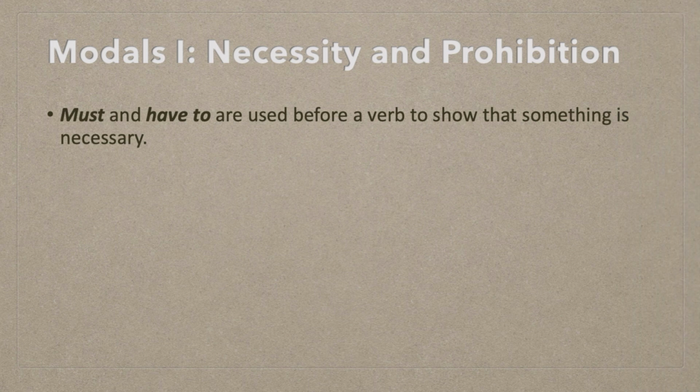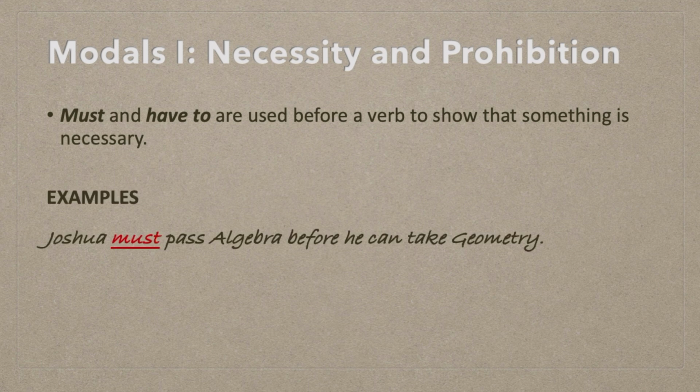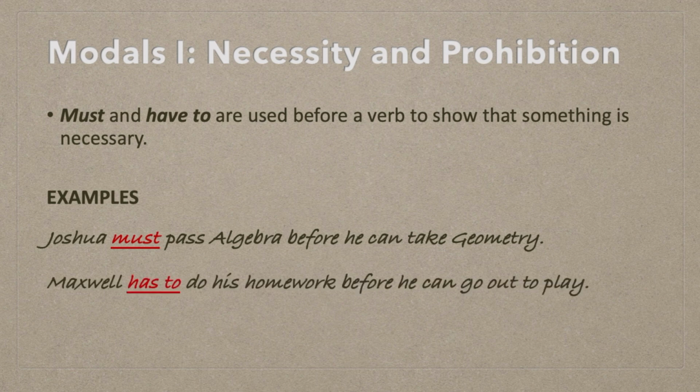First, let's look at necessity and prohibition. We use must and have to show that something is necessary. Some examples are: Joshua must pass algebra before he can take geometry. And Maxwell has to do his homework before he can go out to play.